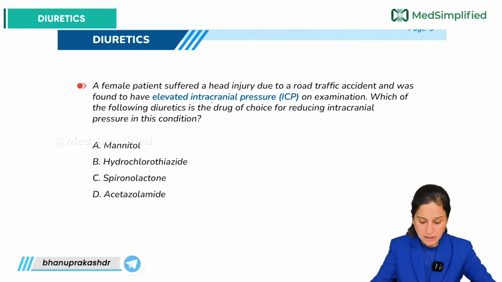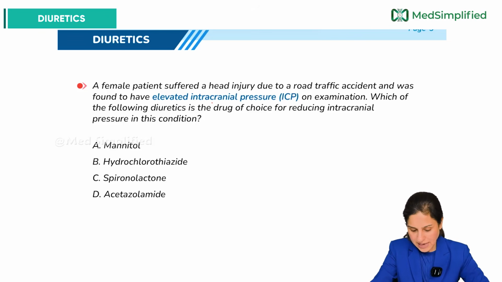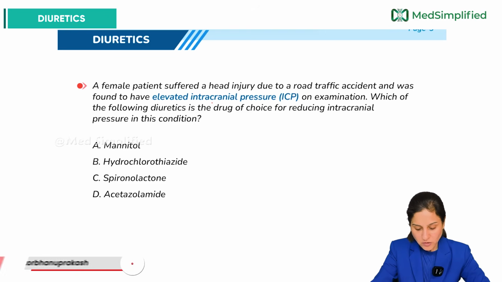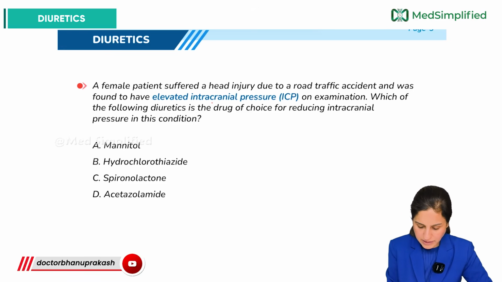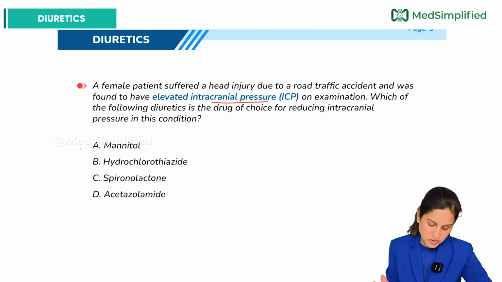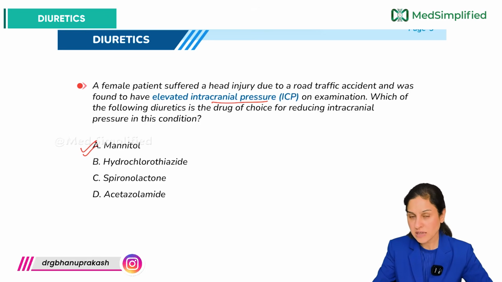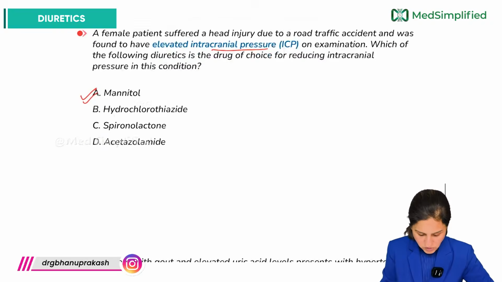Okay. Now, two questions from the previous years. Let's discuss. A female patient suffered a head injury due to road traffic accident and was found to have elevated intracranial pressure on examination. Which of the following diuretics is the drug of choice for reducing the intracranial pressure in this condition? So it's very simple here. They have increase in the intracranial pressure, so there can be edema or some cause. And what do we use in such a condition? We use mannitol, the best drug. Only thing you have to be careful about is whether there is intracranial bleed or not. If there is an intracranial bleed, then we cannot give this drug.